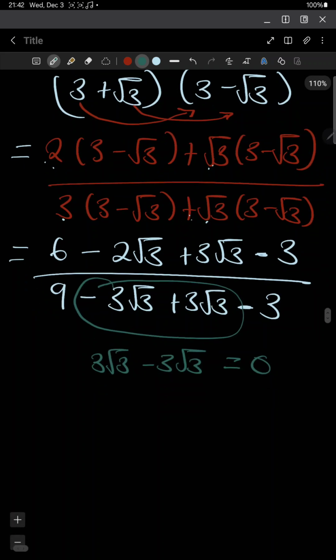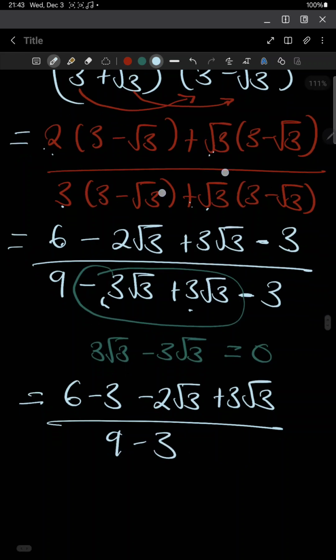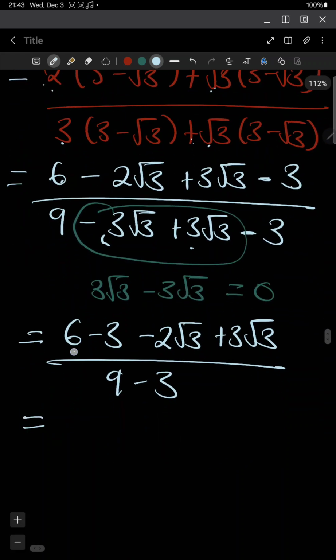So after doing that, we'll put this and that together. So it will be 6 minus 3 minus 2 square root of 3 plus 3 square root of 3. Like I said, this and that give us 0, or negative 3 square root of 3 plus 3 square root of 3, it is 0. So we remain with 9 minus 3. So after doing that, 6 minus 3, it is 3.